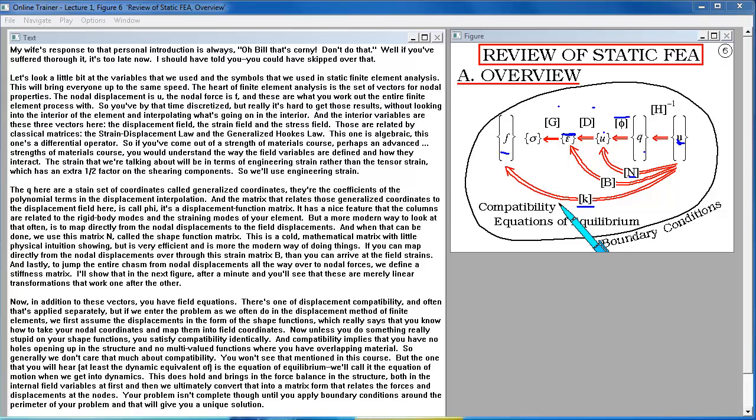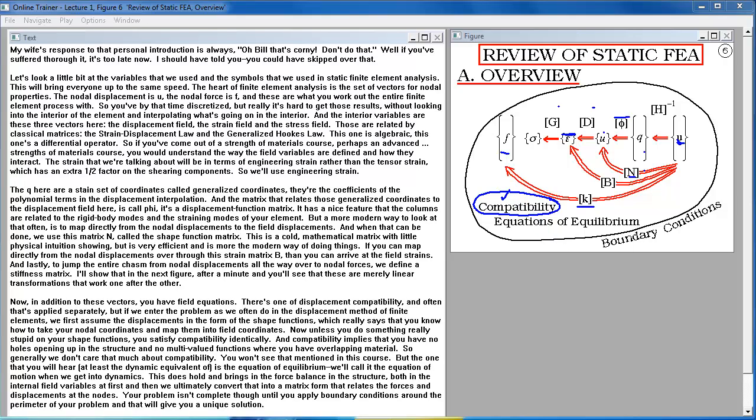There's one of displacement compatibility, and often that's applied separately, but if we enter the problem, as we often do in the displacement method of finite elements, we first assume the displacements in the form of the shape functions, which really says that you know how to take your nodal coordinates and map them into field coordinates. Now, unless you do something really stupid on your shape functions, you satisfy compatibility identically. And compatibility implies that you have no holes opening up in the structure and no multi-valued functions where you have overlapping material. So generally we don't care that much about compatibility, and you won't see that mentioned in this course.